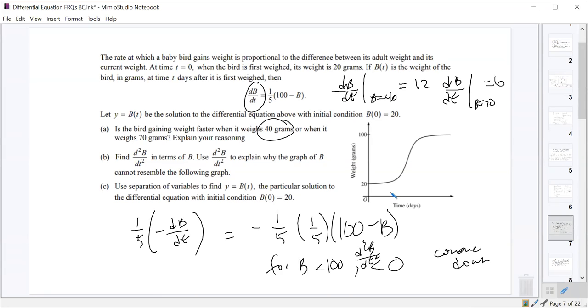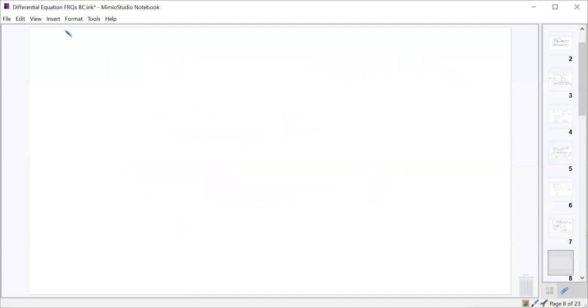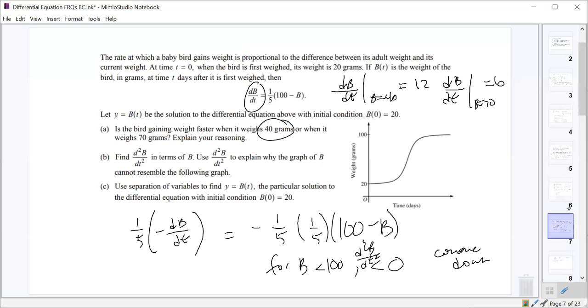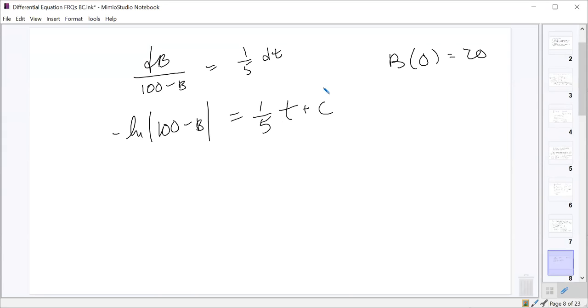All right, then part C, separation of variables to solve. So we've got dB over 100 minus B when you separate the variables equals 1/5 dt. And then this becomes negative natural log absolute value of 100 minus B when you integrate that with your u-sub, and then 1/5 t plus your constant. I believe the initial condition was that B of 0 was 20. Is that right? Yeah.